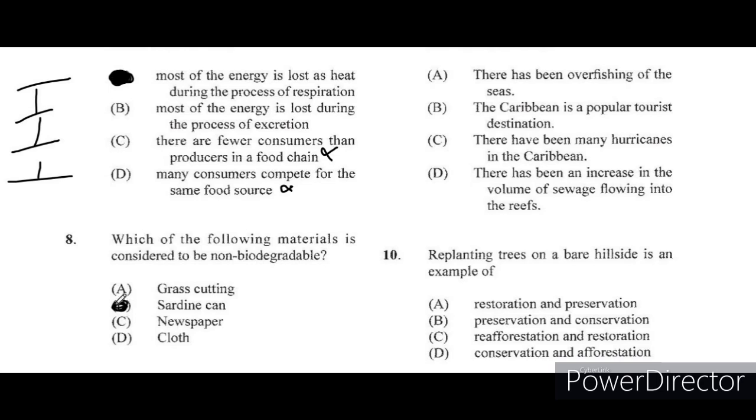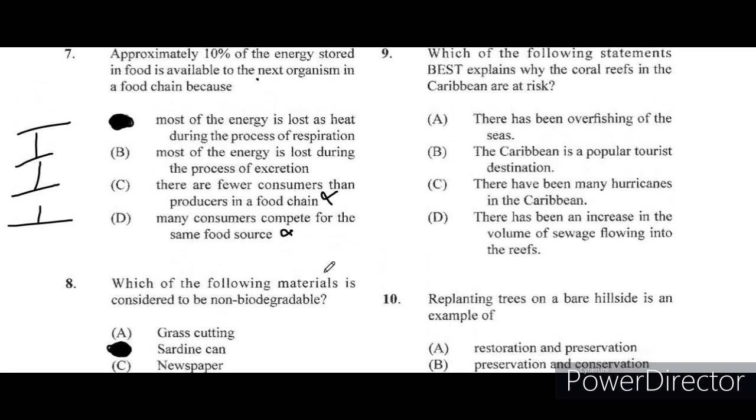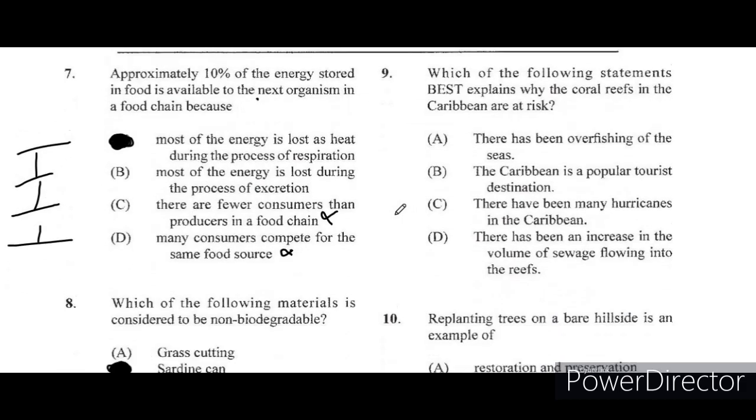But here we go, sardine cans. Those take years to break down. Years, years, so many years. You can't even consider it biodegradable.